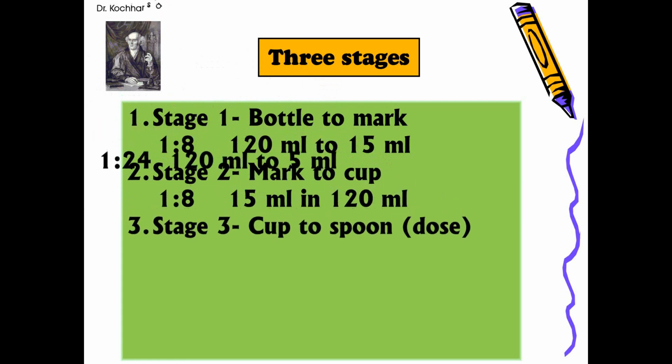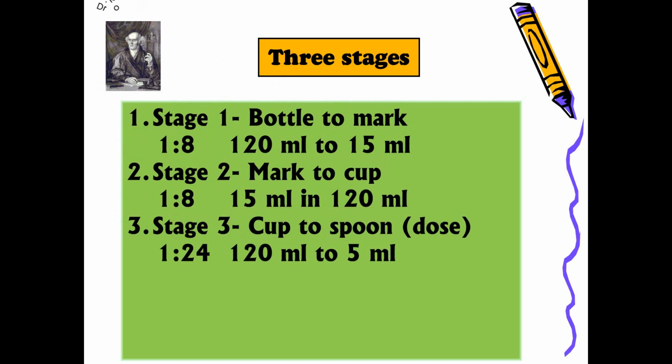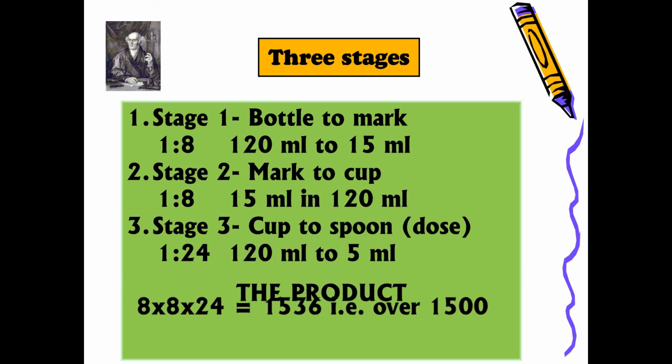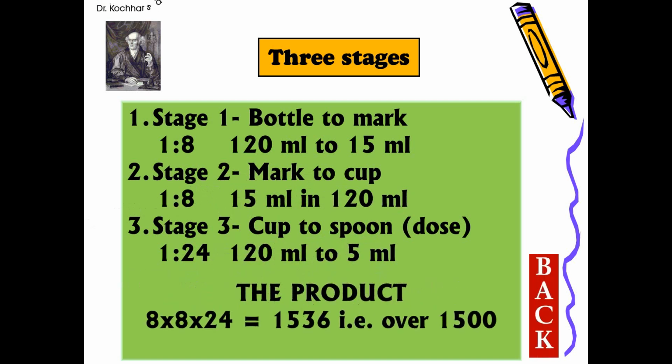And third is cup to spoon. From that cup you are asking the patient to take a spoon, and that is the dose. So here it is 24 times, as recommended by him. That is 120 ml to 5 ml. Now if you understand this fundamental, one is 8 times, second is 8 times, and third is 24 times. I have calculated the product for you, and the product is 8 by 8 by 24. So that comes to 1536.